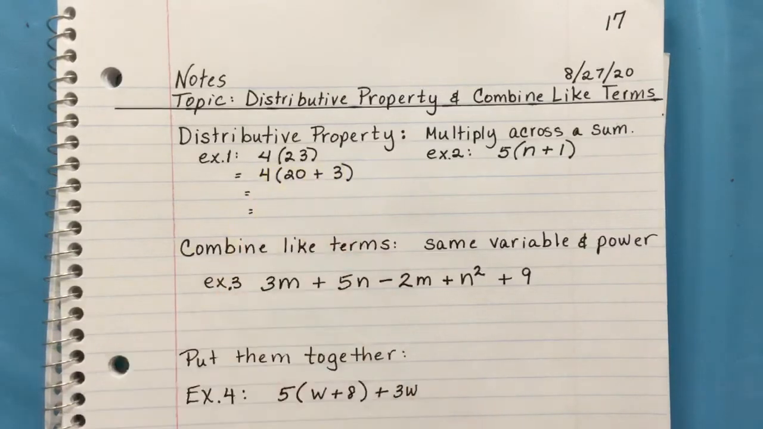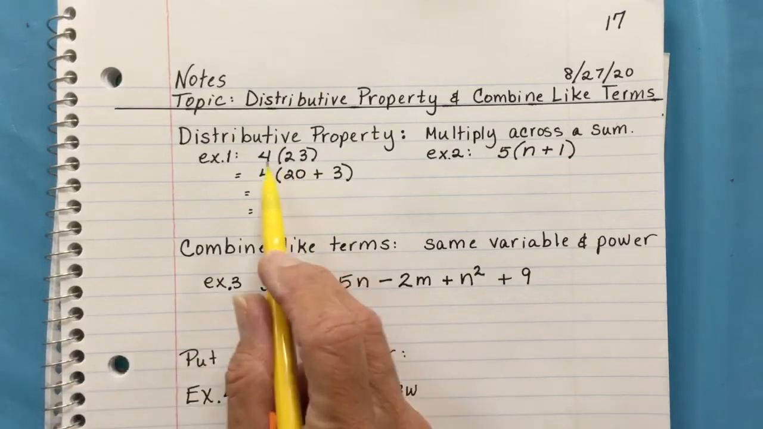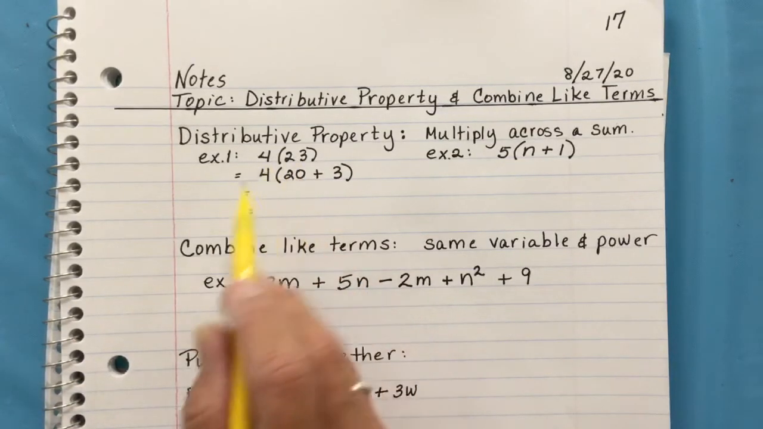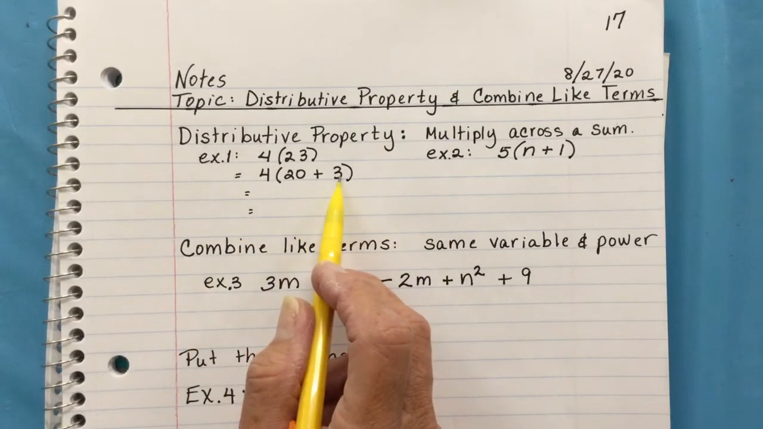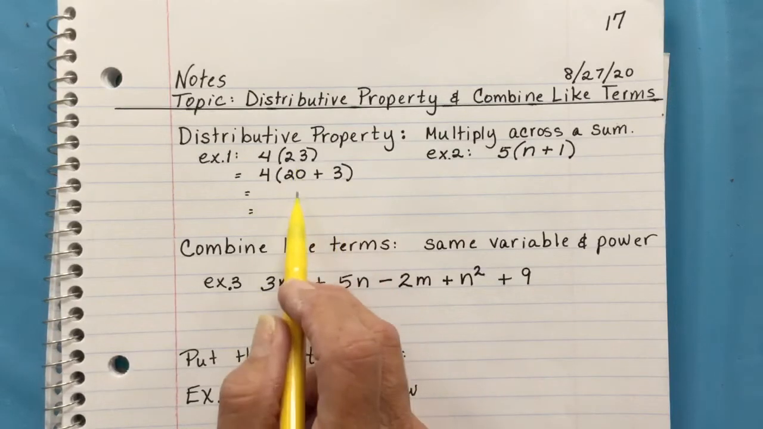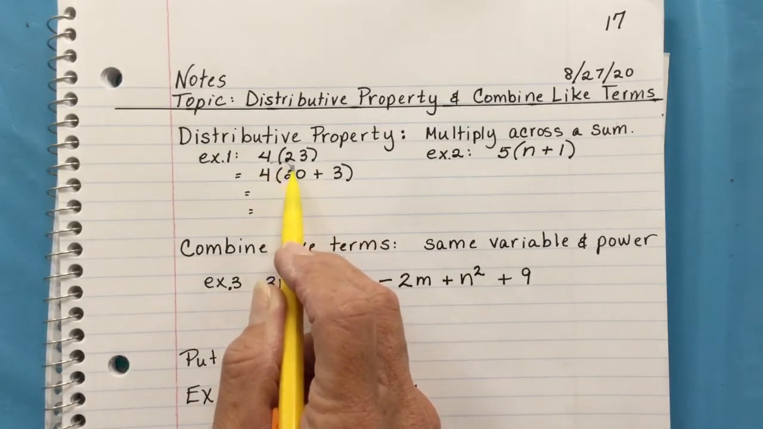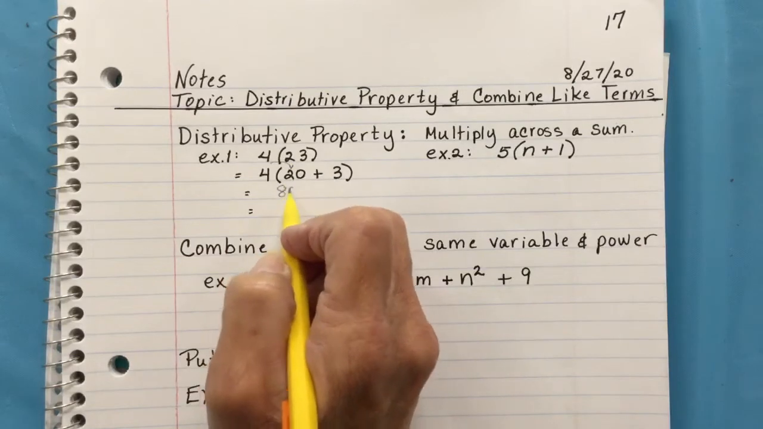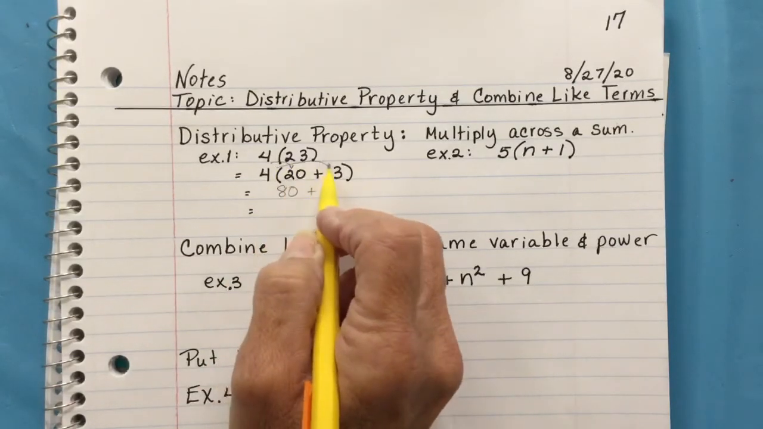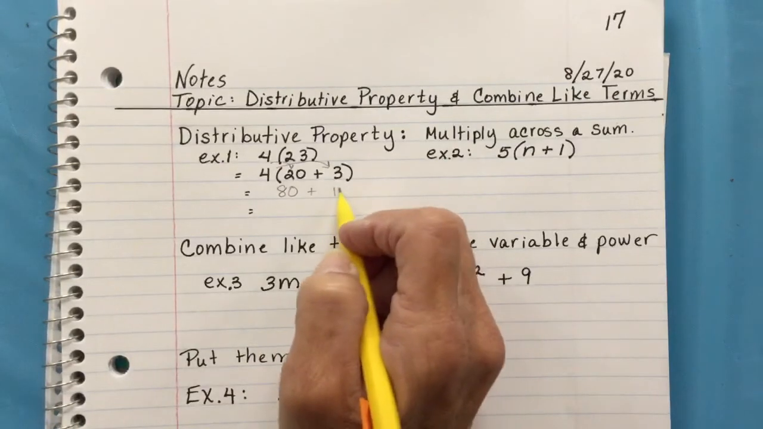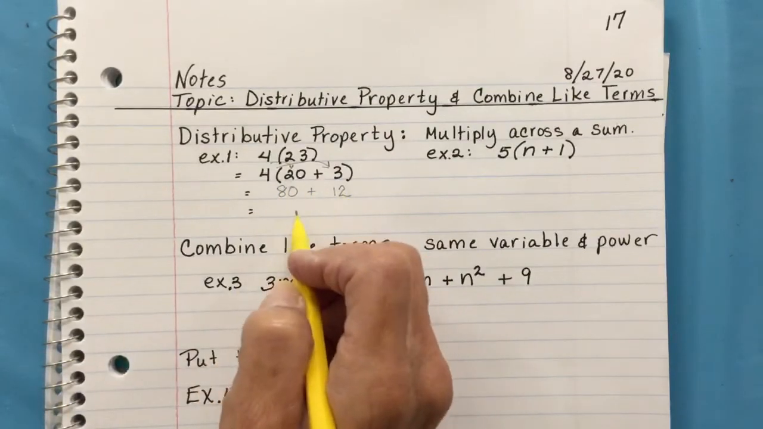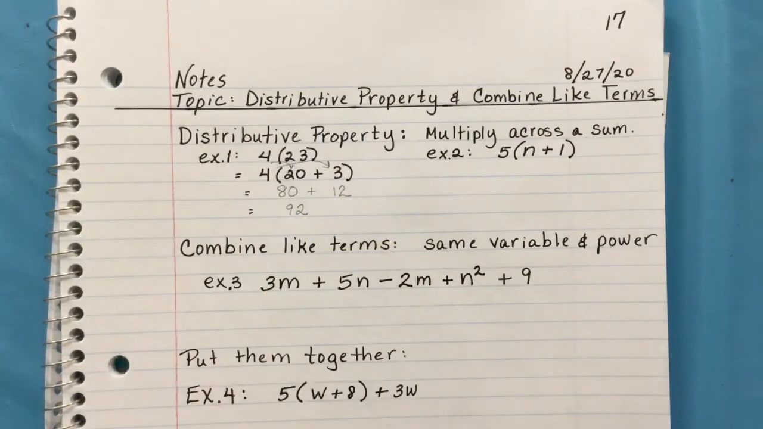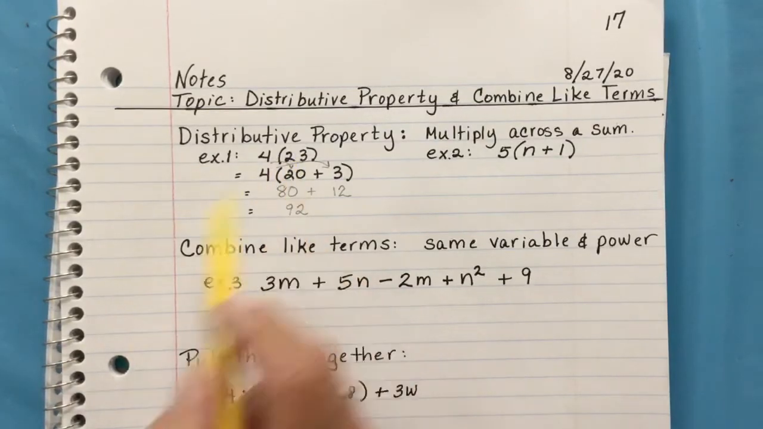Sometimes you can use the distributive property to make things easier for you. For example, in your head, you might think this way. This is how I think. 4 times 23, what I do is I break that in my head to 20 and 3. It's still 23. And then I multiply 4 times 20 to get 80. And then I multiply 4 times 3 to get 12. Those are both easily multiplied in my head, and then I can easily combine those to get 92. That's using the distributive property in multiplying.